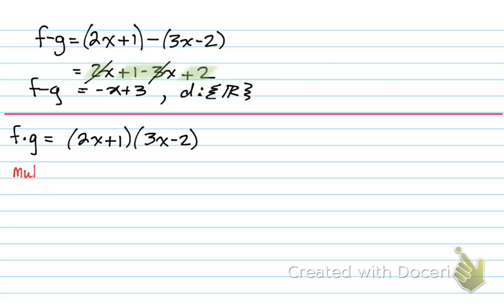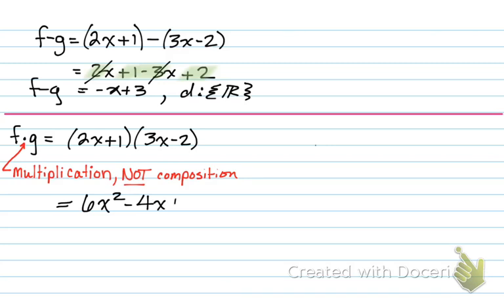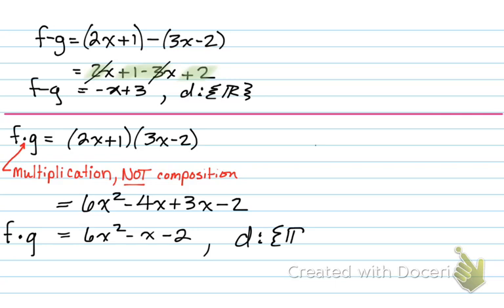Next, we're going to be multiplying the two functions together. Once you've put them together, you notice that it's going to be a simple FOIL type process. So you're just going to FOIL the two expressions together, simplify and combine like terms. Please notice that this is a multiplication symbol, not a composition symbol.